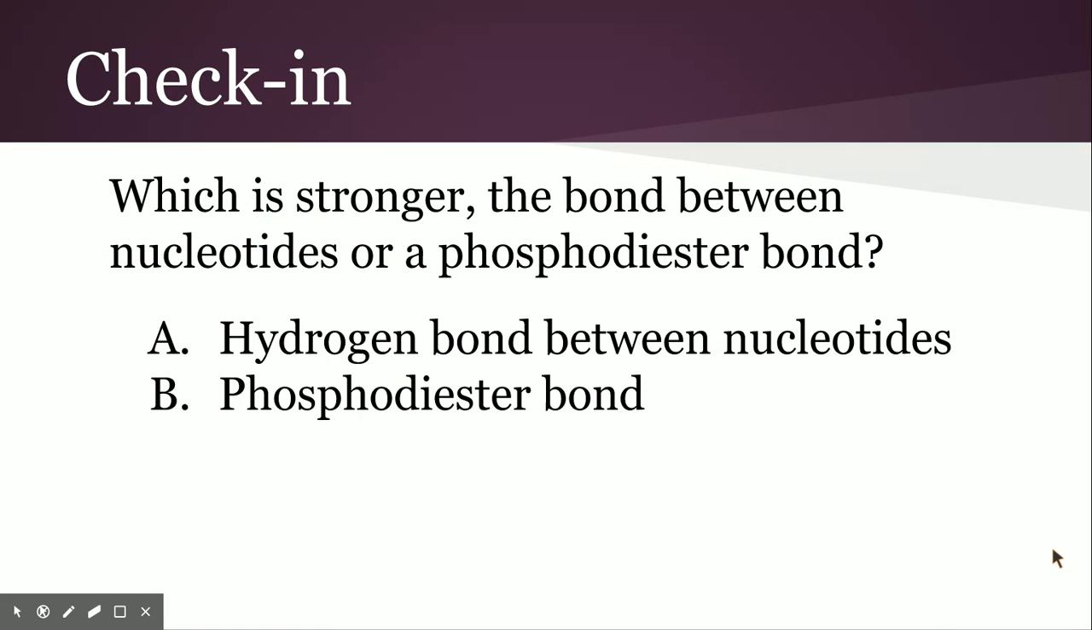All right, last check-in. Which is stronger, the bond between nucleotides or a phosphodiester bond? All right, so you should be able to look back at your notes. It's the phosphodiester bond, which forms between your phosphate group and your 3' sugar, that is going to be stronger because it's a covalent bond. Remember, hydrogen bonds, they're just weak associations.